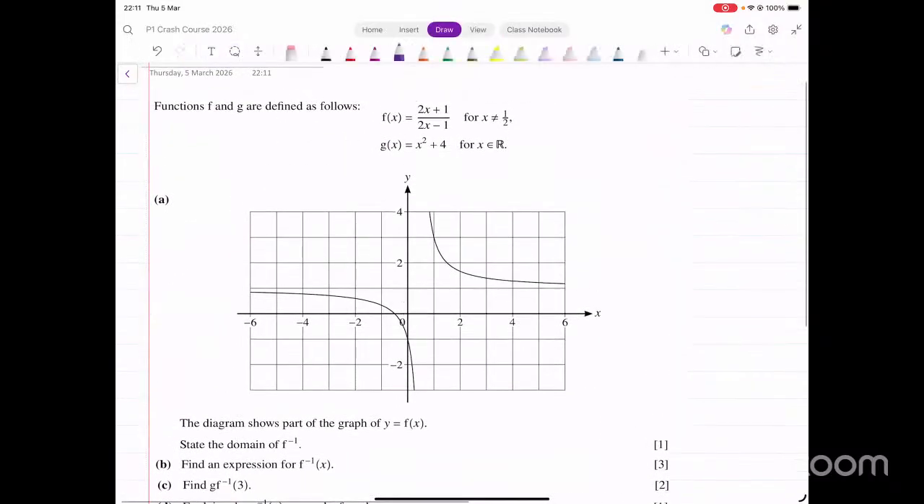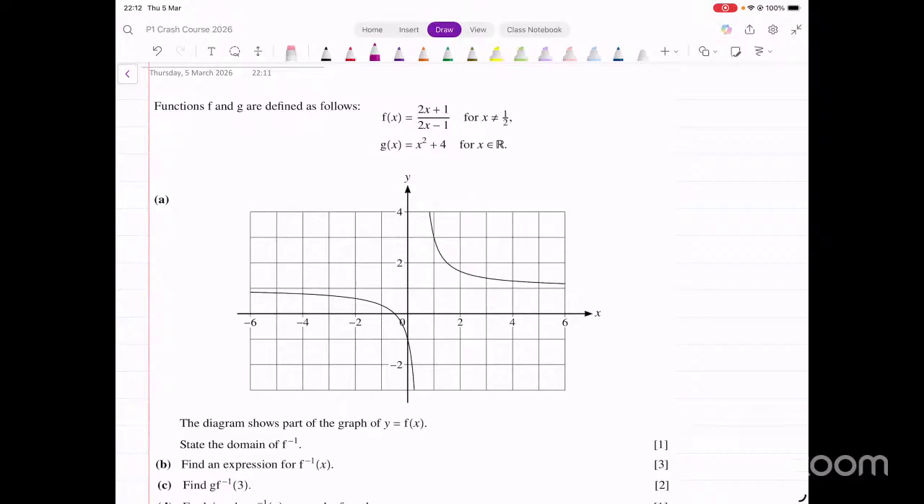Okay, so we've got two functions f and g. They are defined like this. f of x equals this and g of x equals this. f of x is defined for x not equal to 1 over 2. So apart from 1 over 2, you can have any value of x. And g of x is defined as x squared plus 4, and it's defined for all real values. Okay, that's what we're given. Now the diagram shows part of the graph of f of x. We need to state the domain of f inverse.